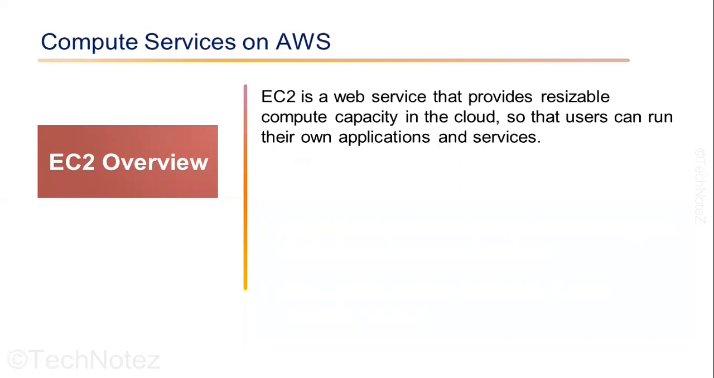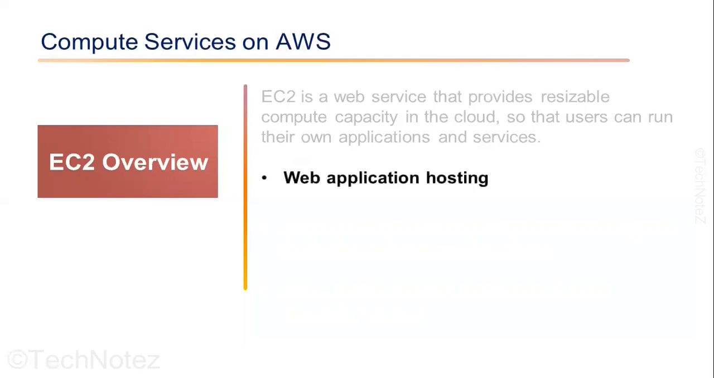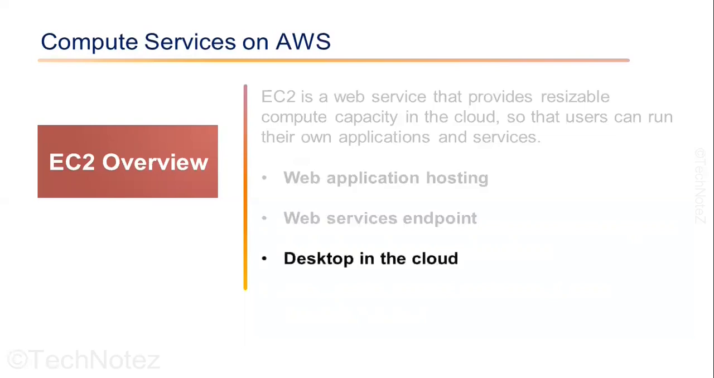You can use EC2 for purposes like web application hosting, web service endpoints, and running a desktop in the cloud. EC2 instances can be scaled up or down depending on the load, which makes it a cost effective and flexible solution for running your applications and services in the cloud. Scaled up or down means the amount of CPU, memory, and hard disk can be increased or decreased automatically as required. And you can also increase the number of instances based on your application's load and requirements.